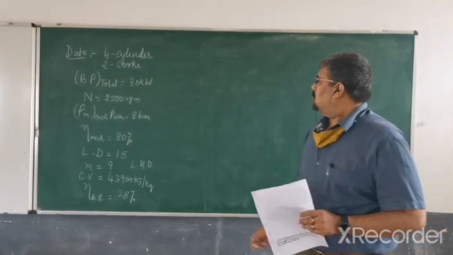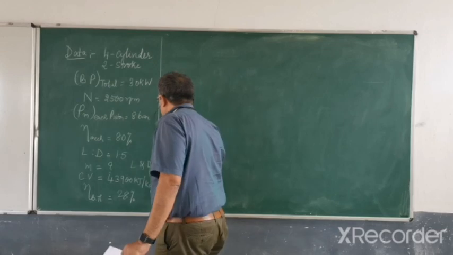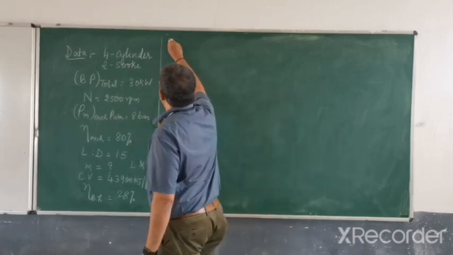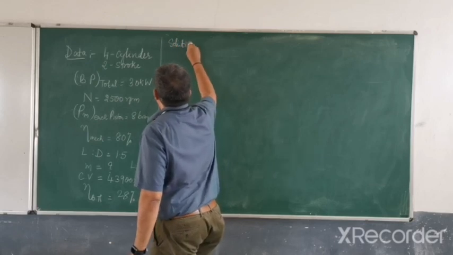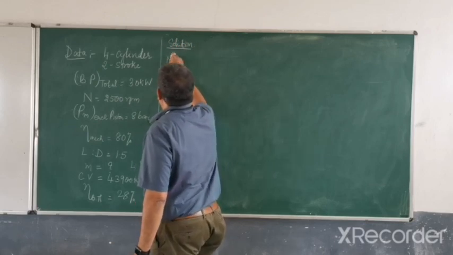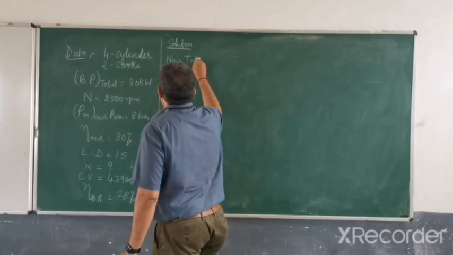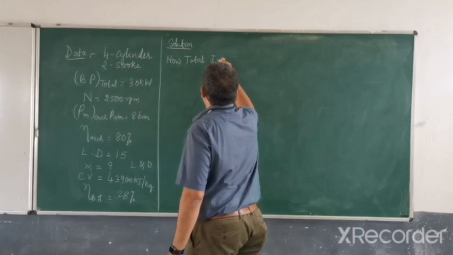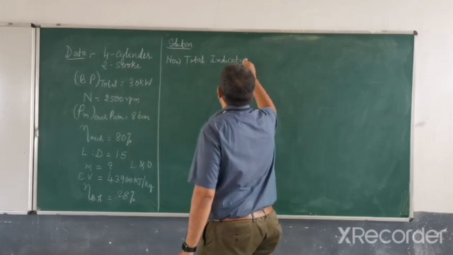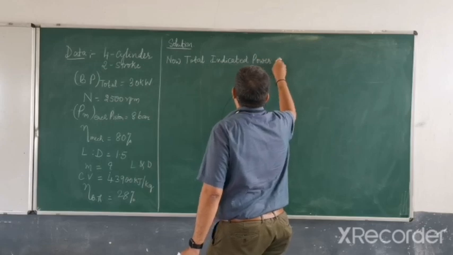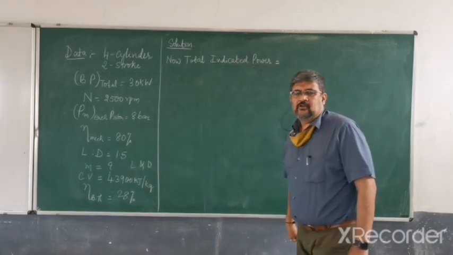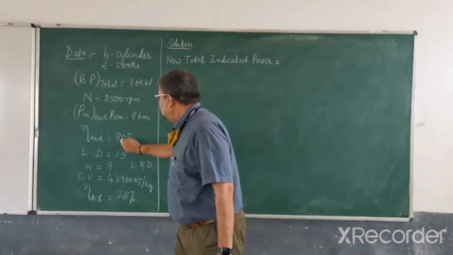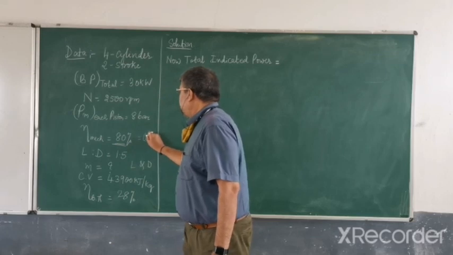Now, what is the total indicated power then? So what I'll do is I'll start with the solution. I'll tell you how to go about it step by step. So the total indicated power, how do I find this? We know that the mechanical efficiency is given as 80%, which is nothing but 0.8.